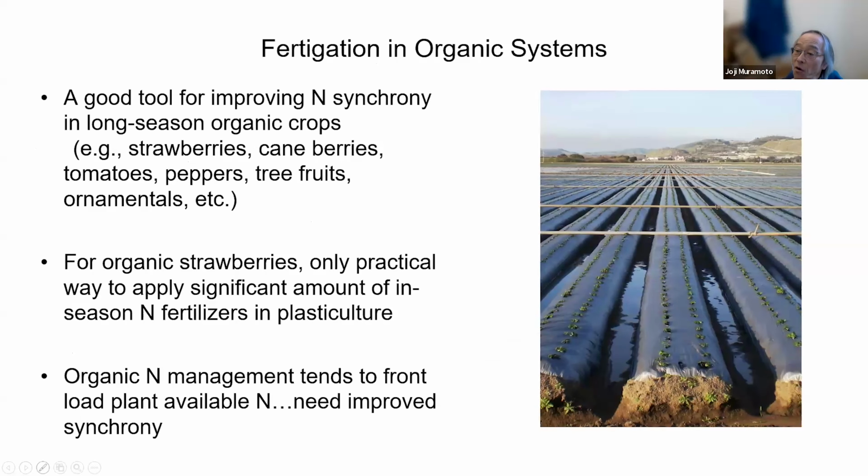So fertigation in organic systems is also a good tool for improving nitrogen synchrony in long season organic crops, especially strawberries, cranberries, tomatoes, peppers, and so forth. And in organic strawberries particularly, this is the only practical way to apply a significant amount of in-season nitrogen fertilizer because strawberry uses plastic culture. And there's no other way to apply a significant amount of nitrogen during the long season.